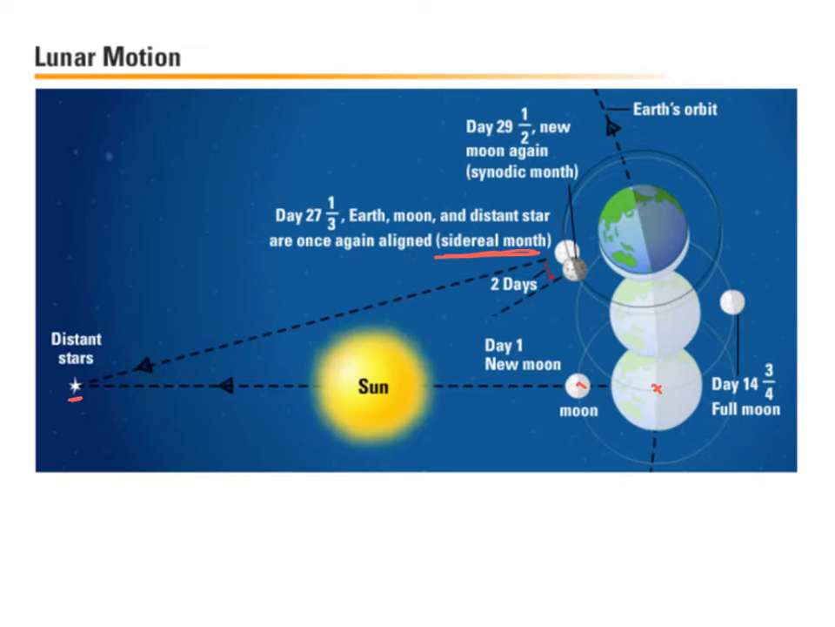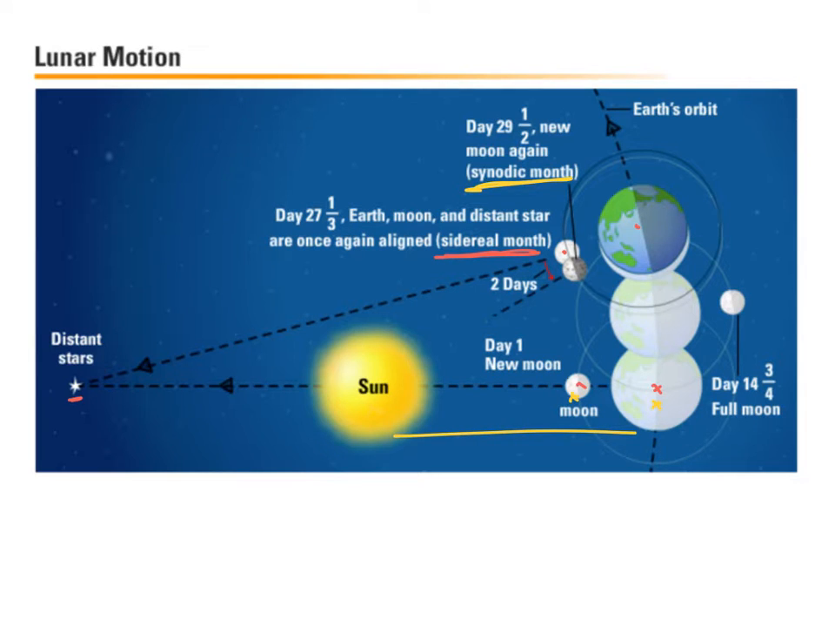27 and a third days later, we'll have the earth and the moon and the star lined up again. So that would be a sidereal month. However, we tend to go more with this synodic month here. And the synodic month is going to line up the earth and the moon and the sun. So you'll see that all three are lined up here.